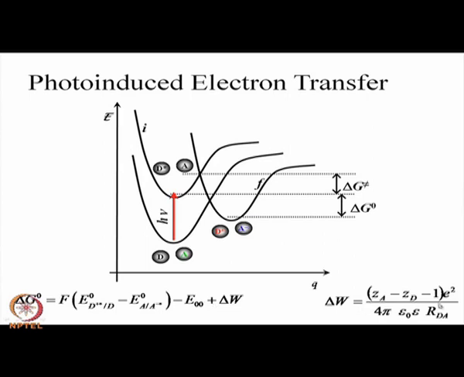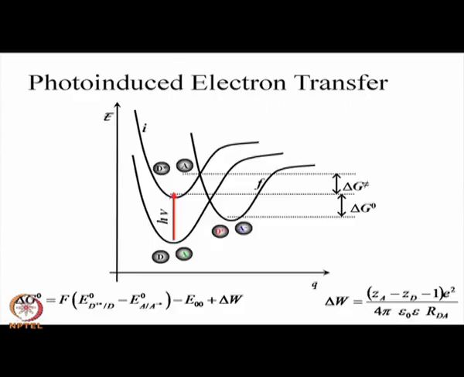Delta W has this expression ZA ZD minus E into E square. They are the corresponding charges. So, this is like E square by R, a Coulomb kind of expression. That is the Coulomb expression. So, one is a reduction potential and the other is also a reduction potential, both are half cell reduction potentials.